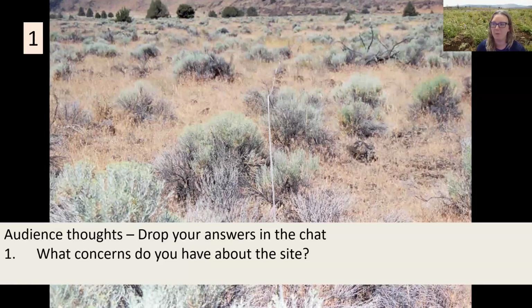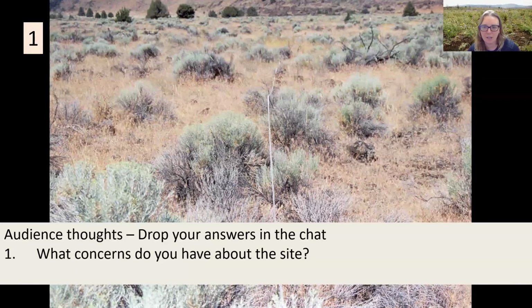First, if you could chime in on what concerns do you have? I see someone said, please don't reseed with crested wheatgrass. Yes, that is a repeated issue that some folks very much don't want to reseed with non-native plants because it can outcompete the natives and you will never get it back to purely native composition.